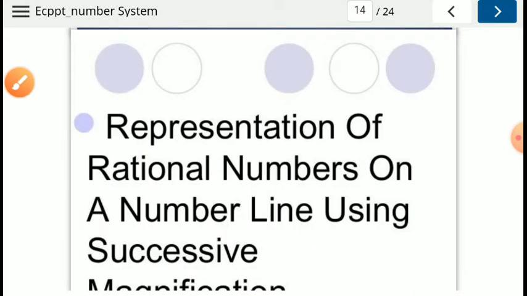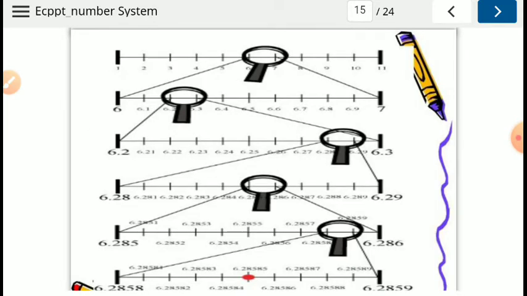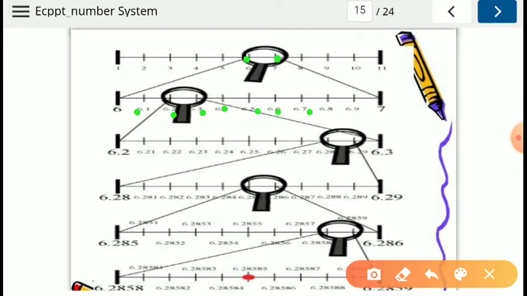Now the next topic, today's topic, is representation of rational numbers on a number line using successive magnification. Magnifying is nothing but going inside and verifying in a proper way. So this is a way. Suppose here 6 is there, here 7 is there. Between 6 and 7, if you are expanding, it is not going to appear to you. 6.1, 6.2, 6.3, 6.4, 6.5, 6.6, 6.7, 6.8, 6.9 will be there.